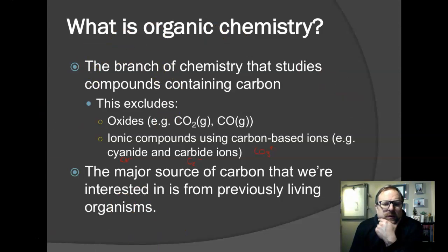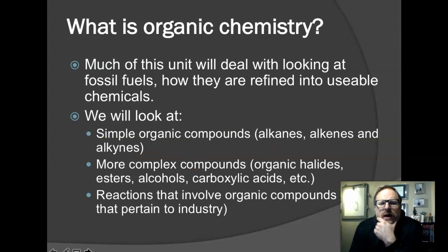Really important slide here that I want you guys to be aware of. Much of this unit we're going to deal with looking at fossil fuels, and how they are refined into usable chemicals. So we're going to start with the basics, the very simple organic compounds that we get out of things like natural gas or crude oil or even some of the bitumen that we take out of the oil sands. Those are things like alkenes, alkynes, and alkanes. Then we're going to get into more complex compounds like organic halides, esters, alcohols, carboxylic acids, and then we're going to play around with some of the reactions that involve organic compounds and pertain to industry.